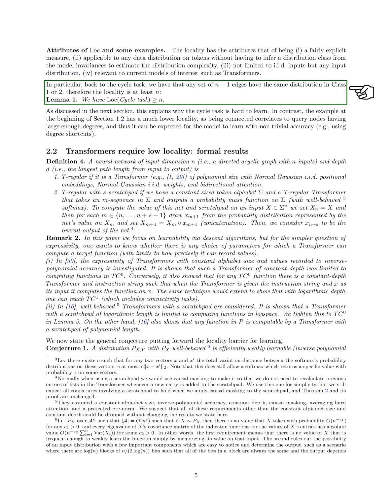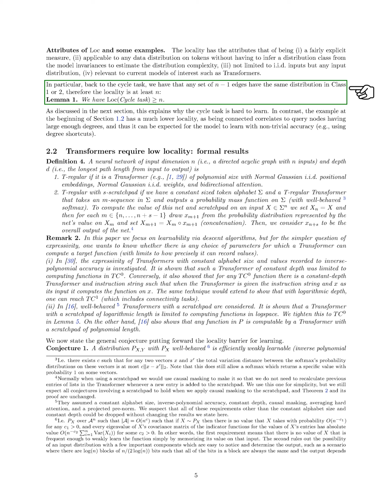Locality is defined by several attributes. It is a clear measure, can be applied to any data distribution without needing to determine a distribution class, is not restricted to specific input distributions, and is relevant to models like transformers. For instance, in a cycle task, if any set of n-1 edges has the same distribution in class 1 or 2, then the locality is at least n. This explains why the cycle task is challenging to learn.